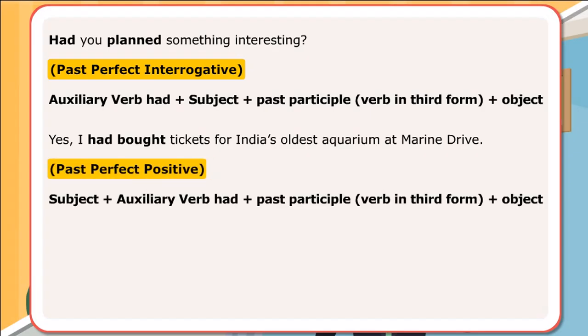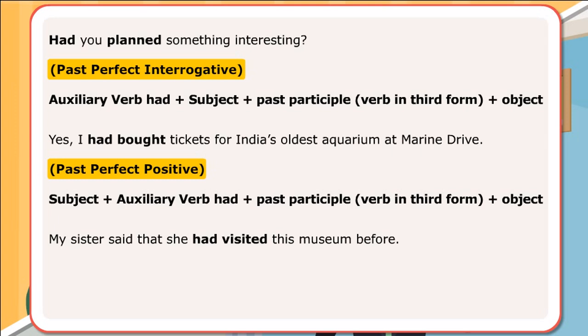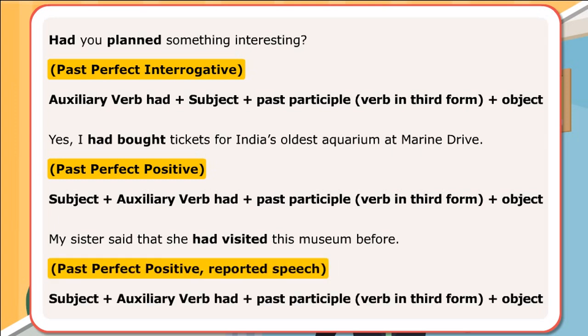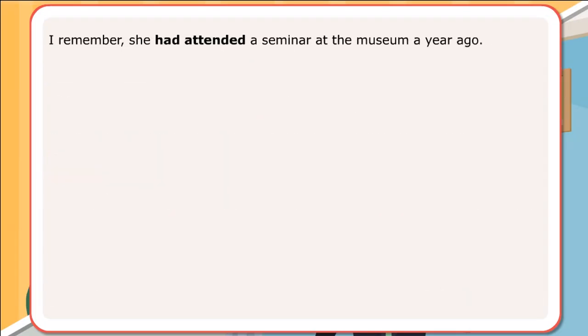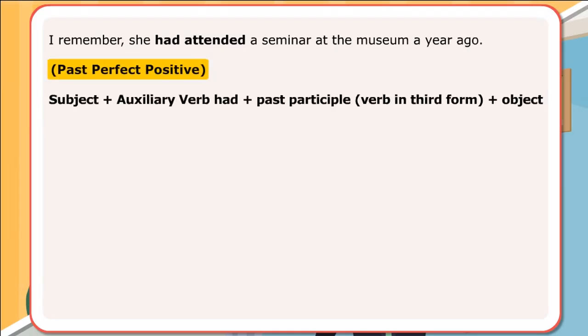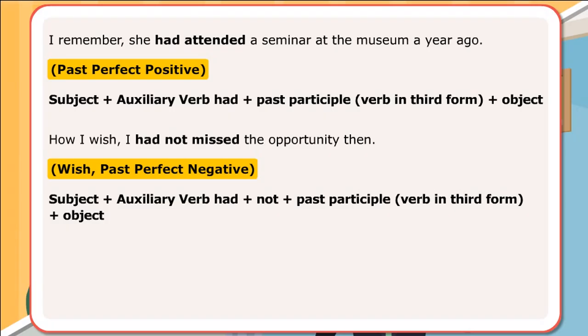Past perfect positive. My sister said that she had visited this museum before. Past perfect positive, reported speech. I remember she had attended a seminar at the museum a year ago. Past perfect positive. How I wish I had not missed the opportunity then. Wish, past perfect negative.